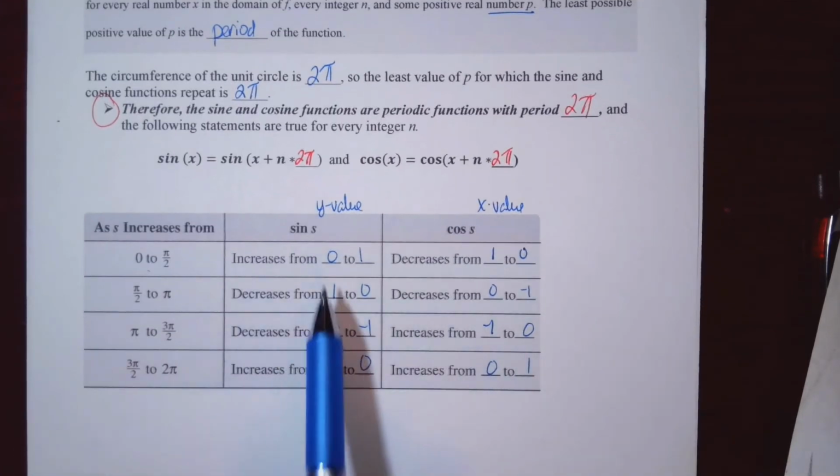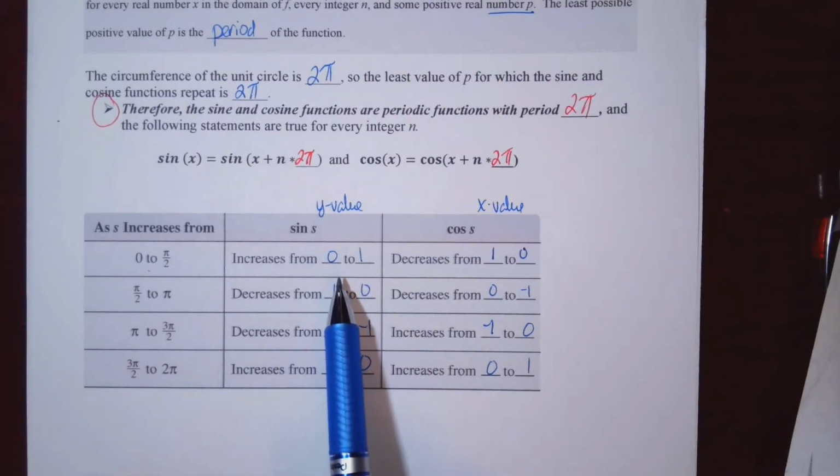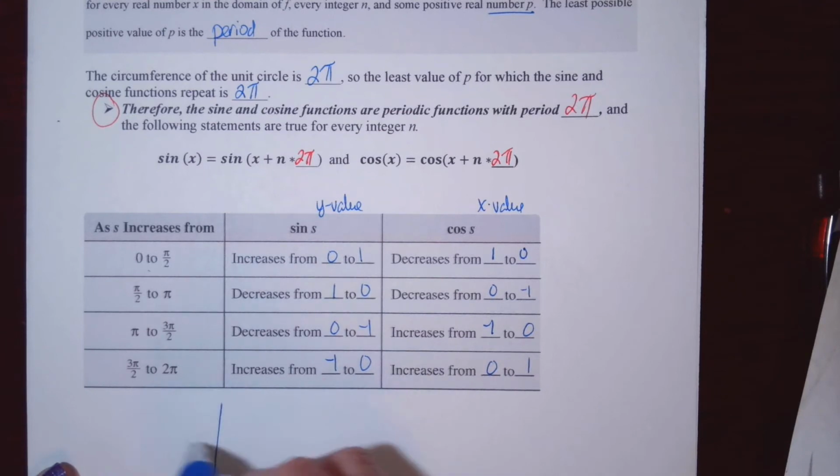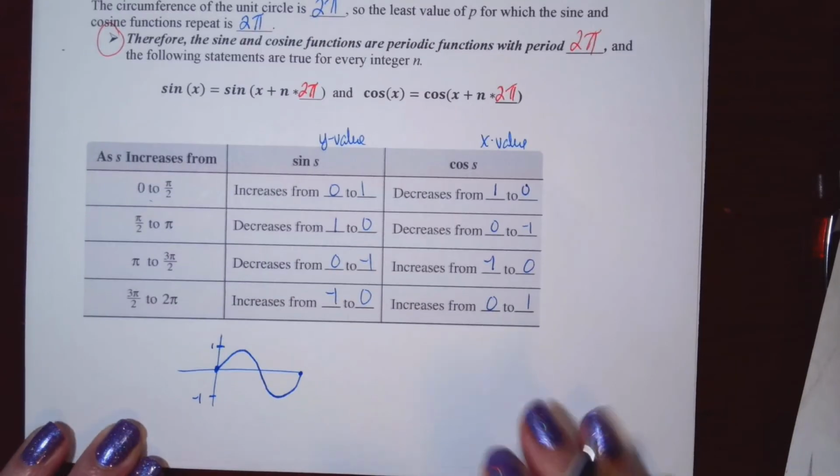So my sine function value is waving through. When I start with an angle of 0, sine is at 0, it goes up to 1, back to 0, down to -1, back to 0. That is one cycle of the sine function.